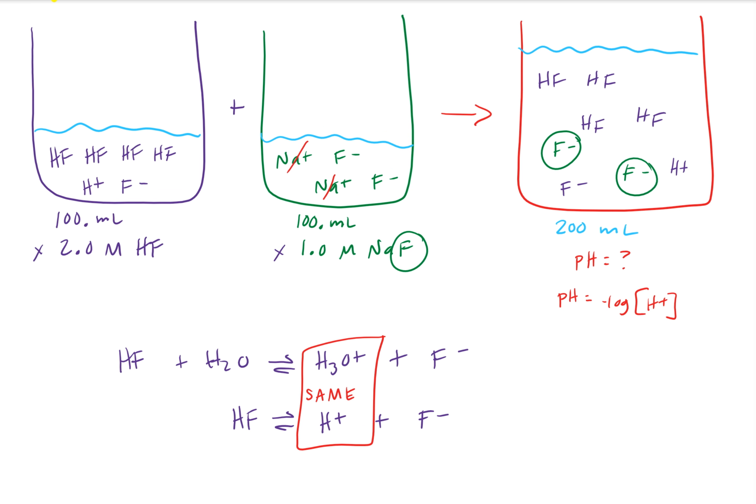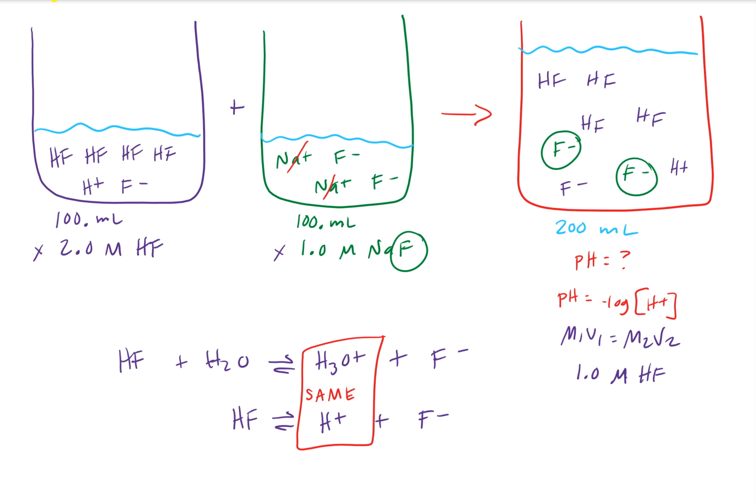Well, if I look at where all the HF came from, it came from this 100 milliliters of a 2 molar HF solution, and we have doubled the volume up to 200 mils. So what does that mean for its molarity? Its molarity gets cut in half. Or in other words, I'm doing M1V1 equals M2V2, but I'm doing it all in my head. I'm using a little mental math, a little bit of logic. If I double the volume, my molarity should be cut in half. So the molarity of HF is going to be 1 molar.